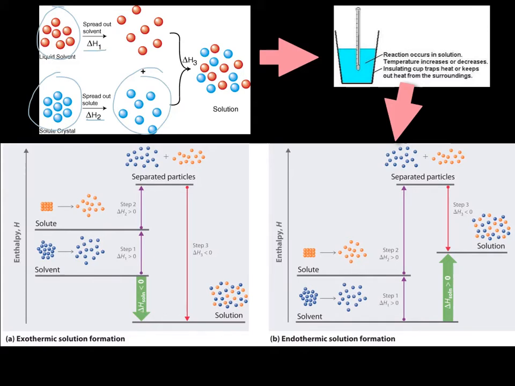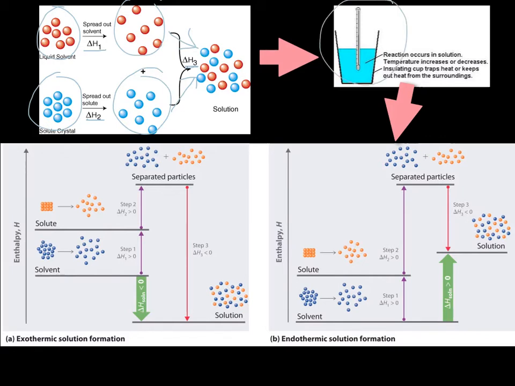Once these particles are far apart from one another, they can mix together, as we see here in delta H3, and that mixing process is exothermic. So when these particles come together, it's more favorable and it releases energy. So delta H3 here would be an exothermic process. And we see these enthalpy changes in reality when we make solutions.